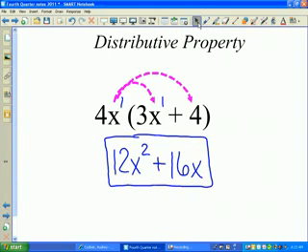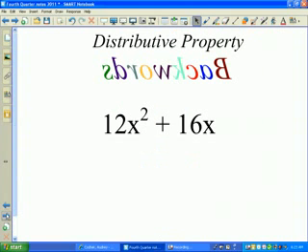But what we're going to do is the distributive property backwards. So think about Jeopardy. Jeopardy is a type of game where you're given the answer and you have to figure out the question, or you have to state that solution as a question. We're doing the same thing, and we're going to take what we learned about the greatest common factor to help us do the distributive property backwards.